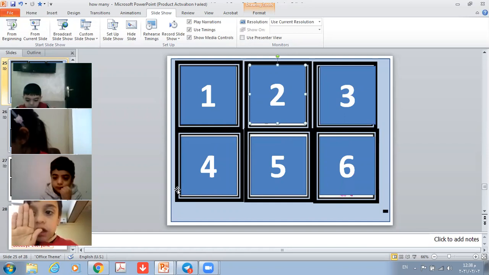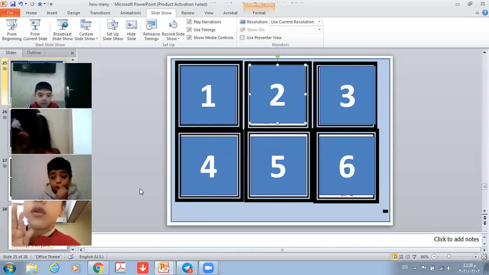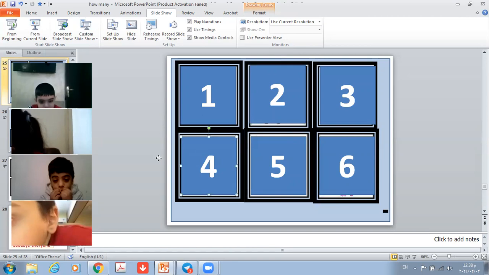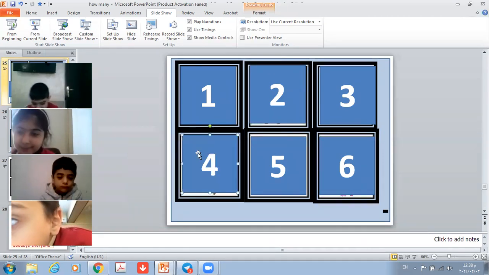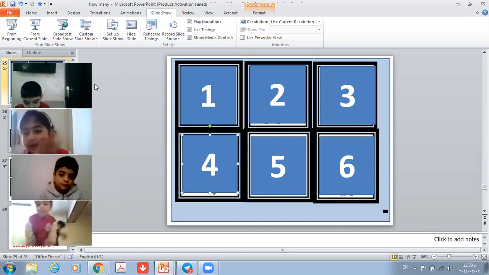Where is the chair? Yes, Abudi, where is the chair? اللي قبل شوي قلت لنا it's a brown chair. Where is the chair? Number four, let's see. Yes, very good, Abudi. It's number four. Good job, Abudi. Clap for Abudi. Very good.